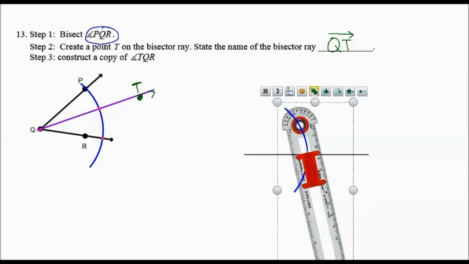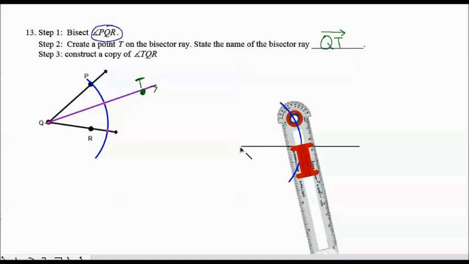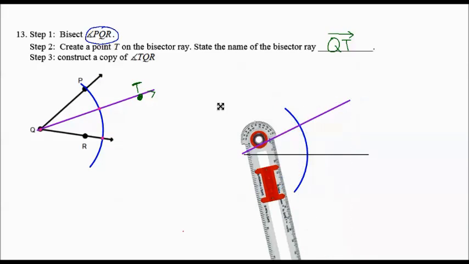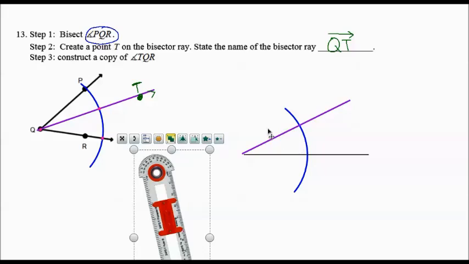Keeping those locations marked, we can now draw a line from our vertex location exactly through where the opening of the compass is marked. And this new angle that we have drawn there is a copy of TQR.